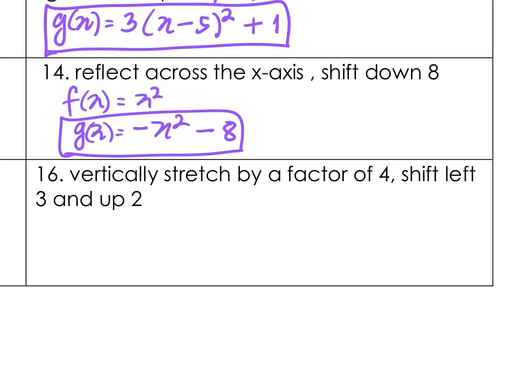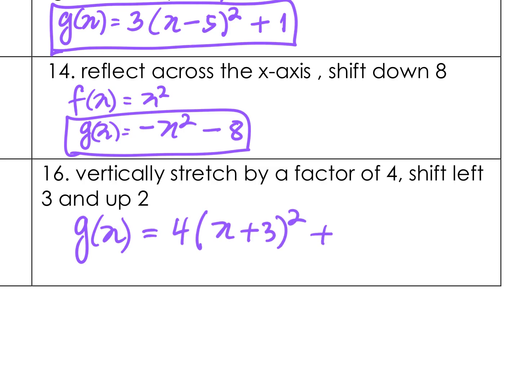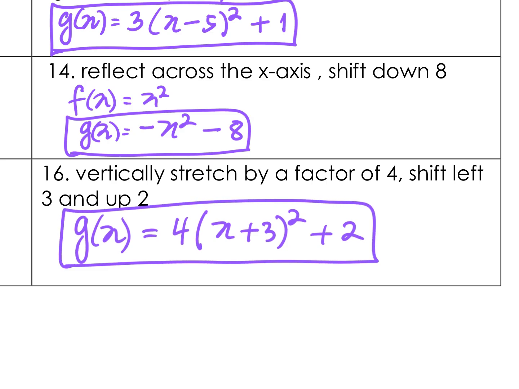Okay, vertically stretched by a factor of 4, shift left 3 and up 2. Okay, so let's see. Our g of x then is going to be, it says vertically stretched by 4, so that's gonna give me 4, and then shift left by 3, it's going to be x. If it is left, it's going to be +3, and then squared, up 2, so +2. So this is your function.